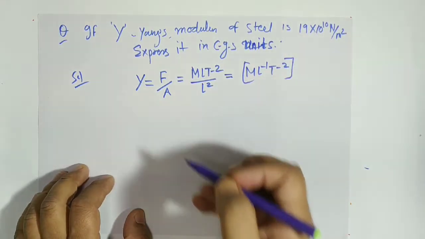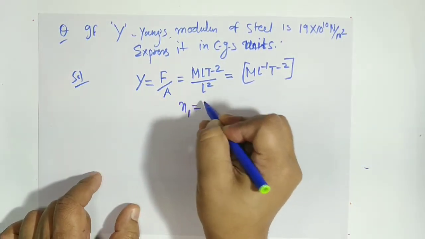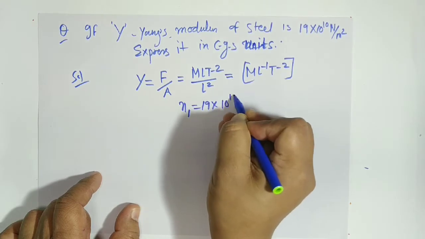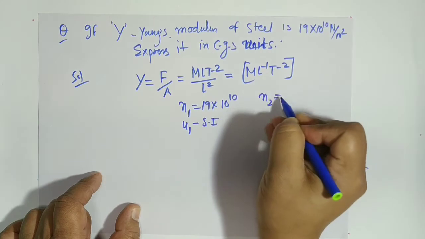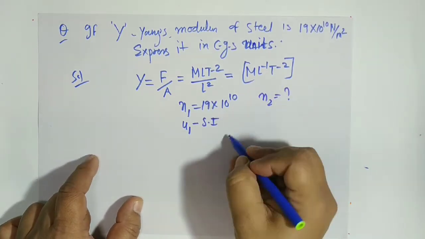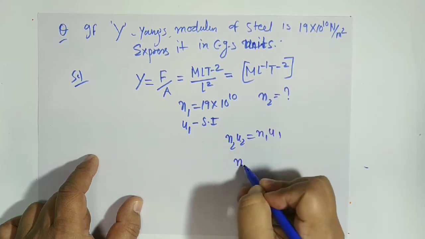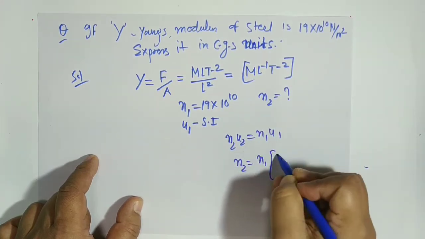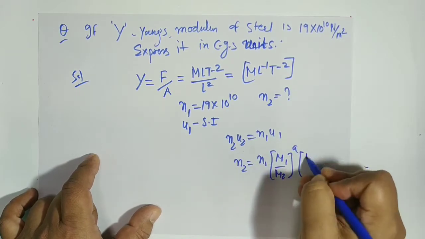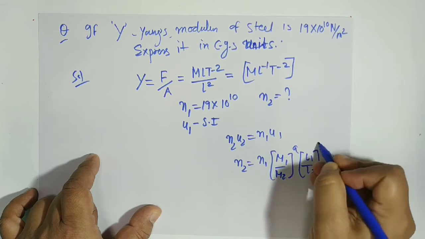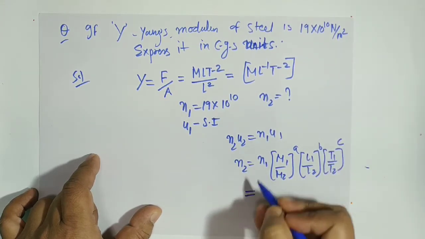So again for this the value is given, say N1. It is 19 into 10 to the power 10. U1 is in SI. You have to calculate N2. We know that N2 U2 is equal to N1 U1, and then simply can I write directly M1 by M2 to the power A, L1 by L2 to the power B, and T1 by T2 to the power C.